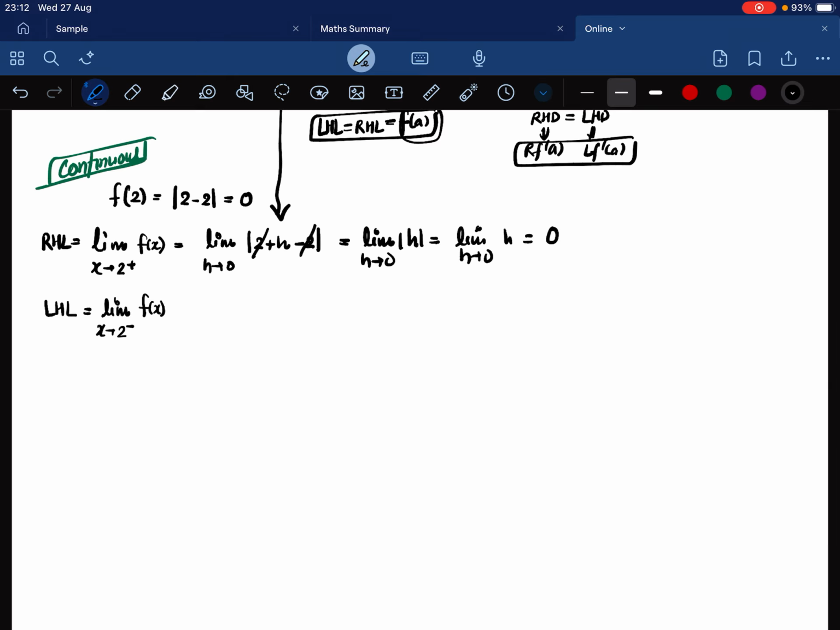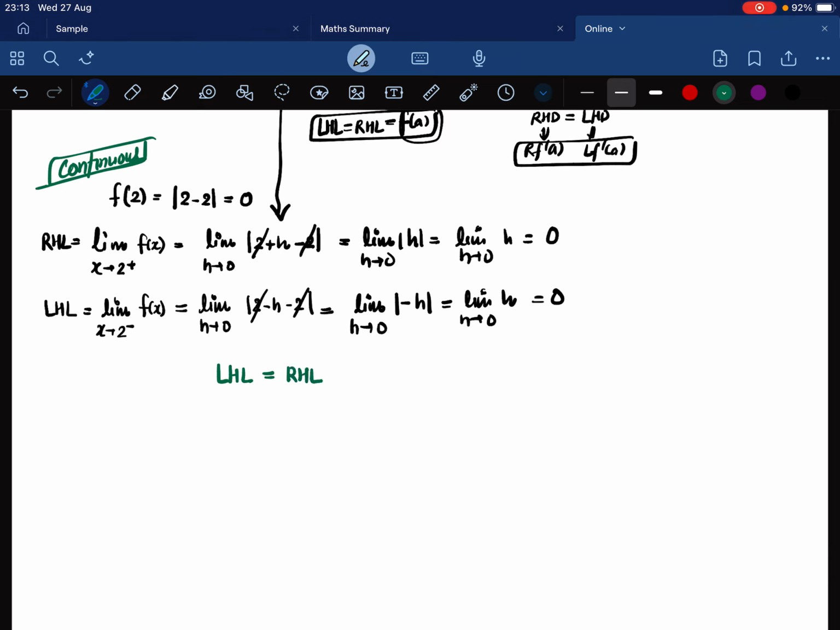Now let's calculate the left hand limit. So limit x tends to 2- of f(x). How do we calculate this? Limit h tends to 0, and this is now |2 - h - 2|. Again 2 and 2 will get cancelled. So limit h tends to 0, the mod will make things positive, so again h, and again it's 0.